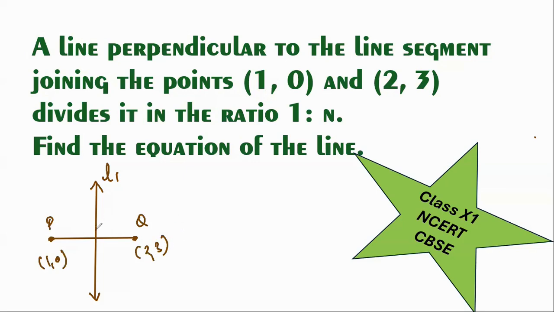They both are perpendicular, meaning they both make an angle of 90 degrees with each other. So let's take the point of intersection here as R. We don't know the coordinates of R, so let's take it as (x, y).